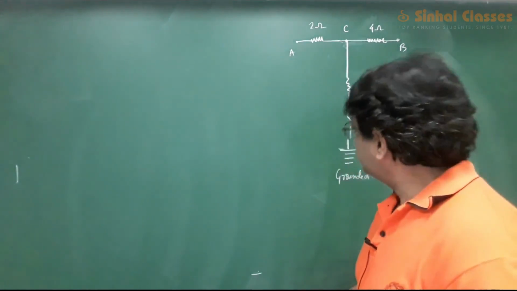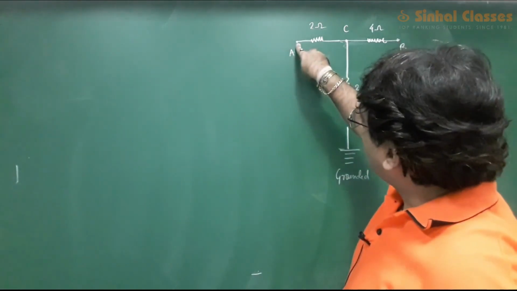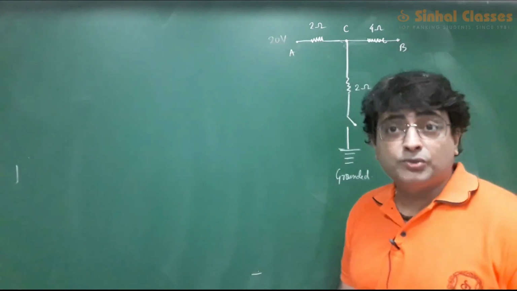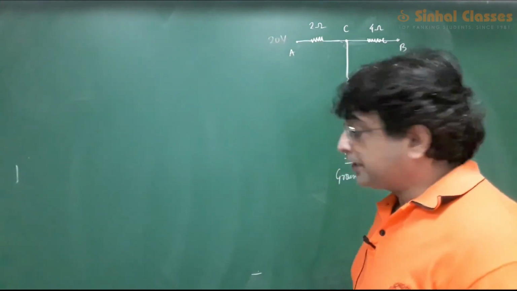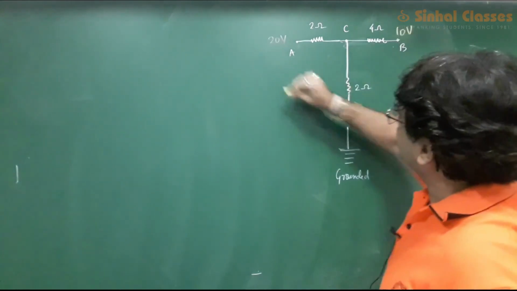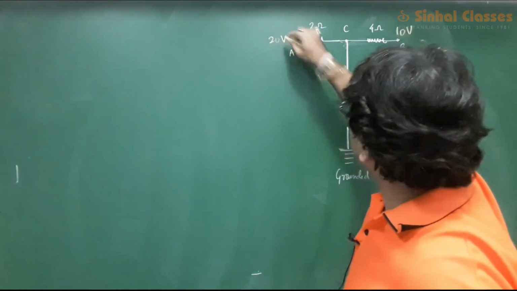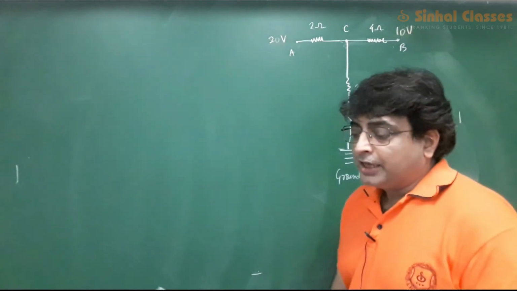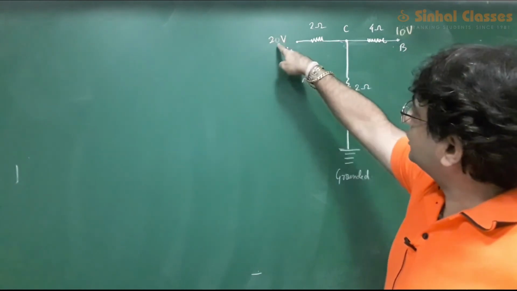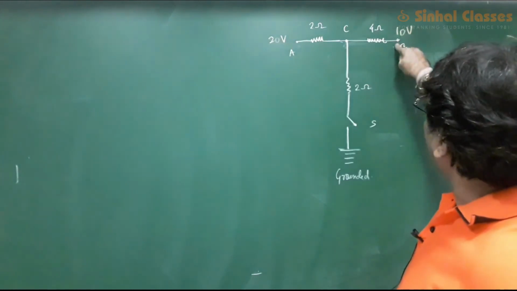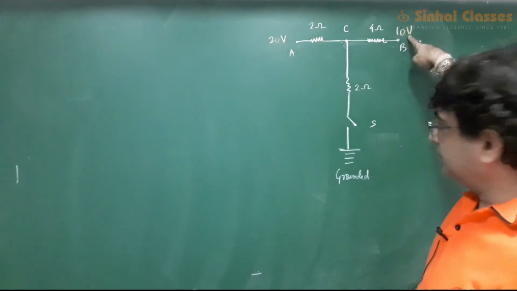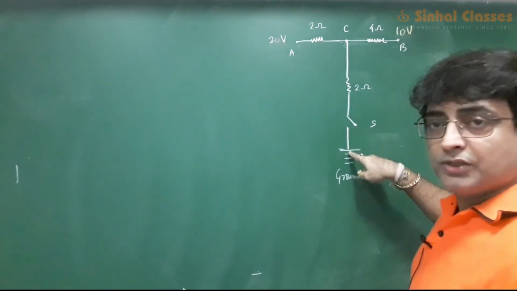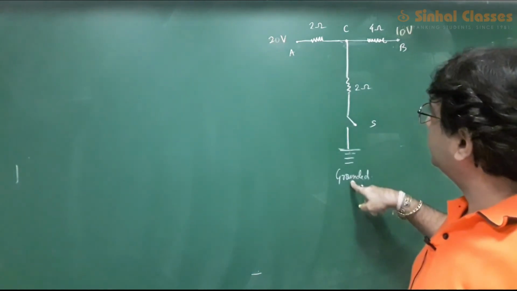Now the question says that point A is at high potential, and its potential is 20 volts, students. The potential at point B is 10 volts. So once again, you have point A at 20 volts and point B at 10 volts. If you look over here, this point of the switch is connected to the ground.